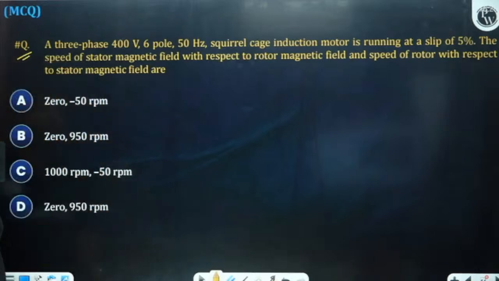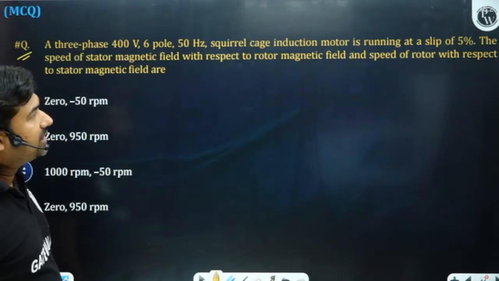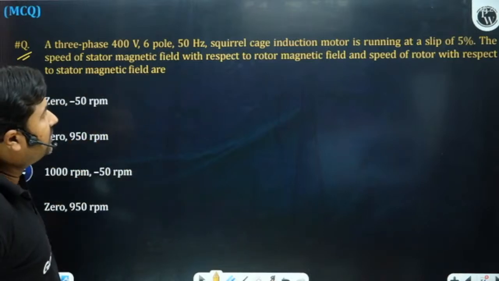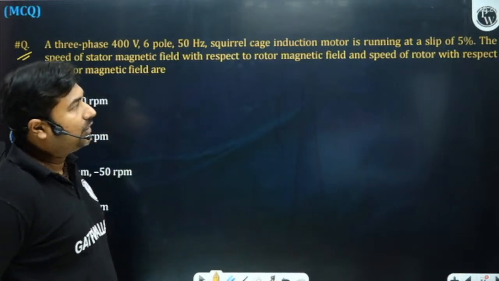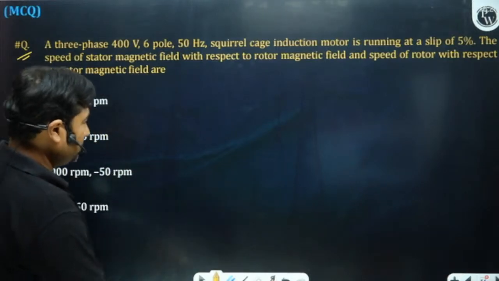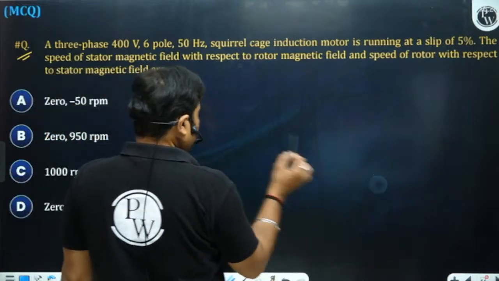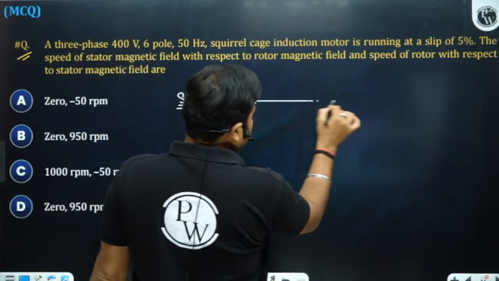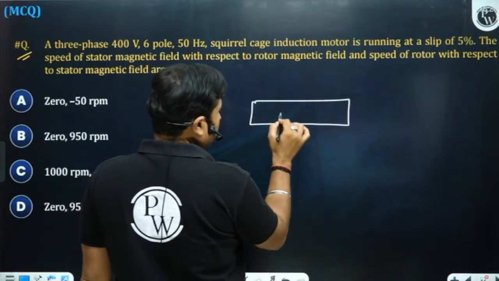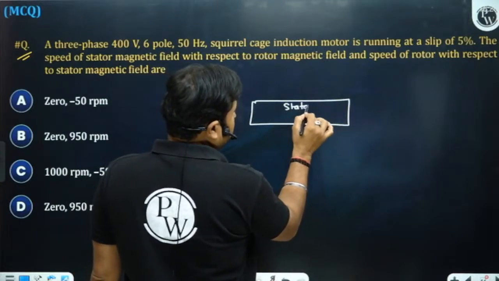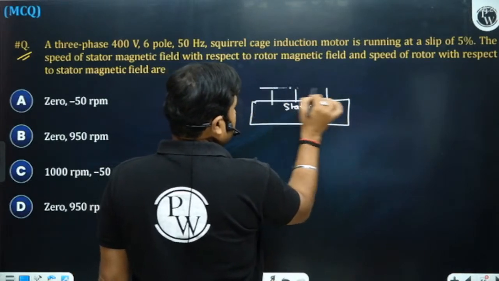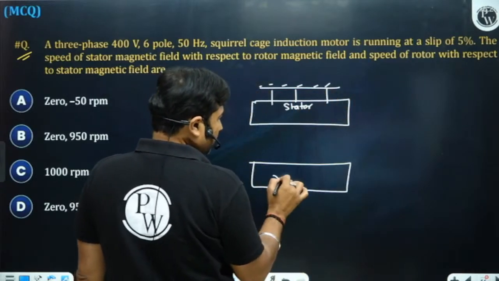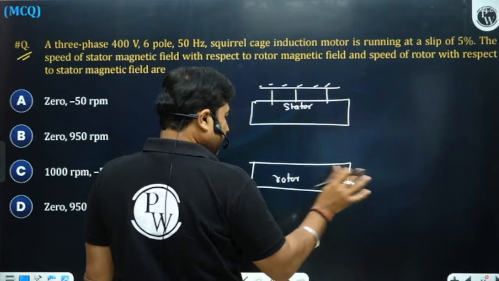A 3-phase 400 volt 6-pole 50 Hz squirrel cage induction motor is running at a slip of 5%. Speed of stator magnetic field with respect to rotor magnetic field and speed of rotor with respect to stator magnetic field are. Now please observe. Consider this to be the stator. Stator can't rotate. And this is your rotor. Rotor is free to rotate.